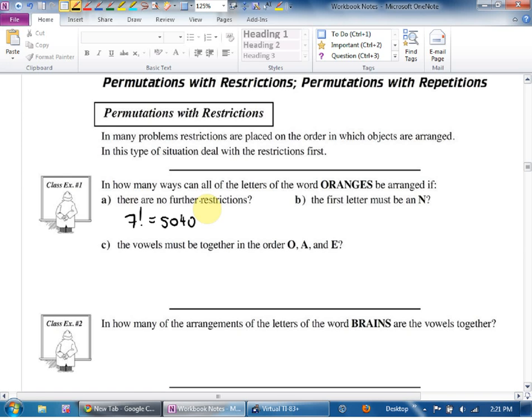What if the first letter must be an N? 1, 2, 3, 4, 5, 6, 7. The first letter must be an N. How many choices do I have for an N? 1. Now how many choices do I have? 6, then 5, then? You know what? 6 factorial. I'm not going to fill in all my blanks, because the blanks are purely to help me visualize what's going on. 6 factorial is it 720? Is it?